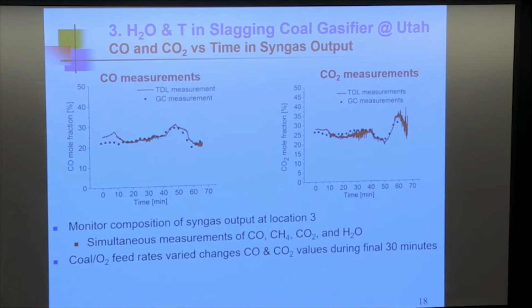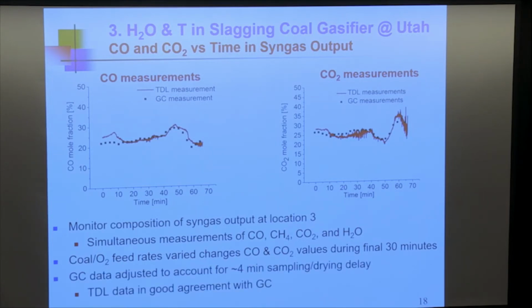What do they do? They have to vary the proportion of coal and oxygen. That's what they do. They vary the temperature, the pressure, and the feed rates in order to get their desired output. Okay, the GC data, once they extracted it, took 4 minutes, so there's a time shift. Our stuff is in real time, their stuff is always delayed by about 4 minutes.